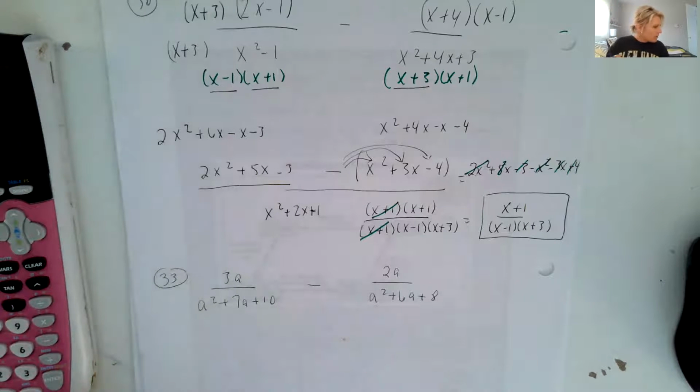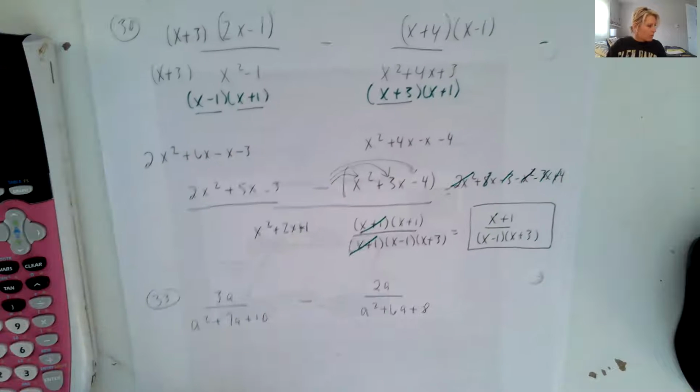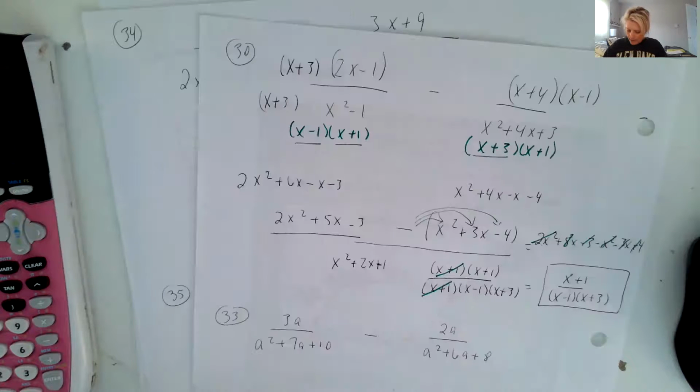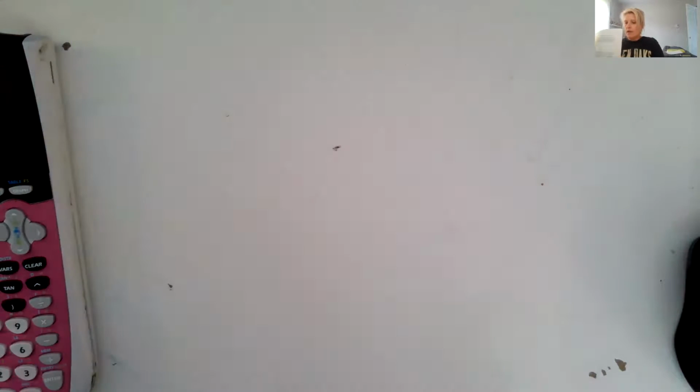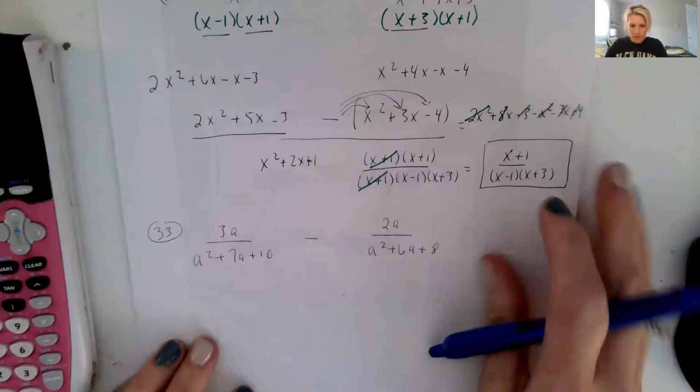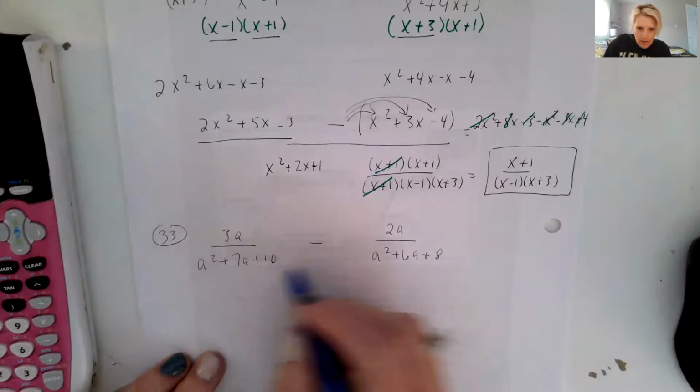So problems 33 through 38 are more adding and subtracting. 33 through 36 actually. It's a little bit bigger problems. Let's go ahead and factor our denominators here.